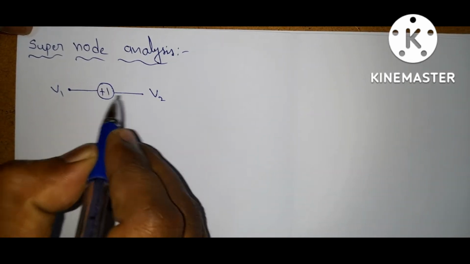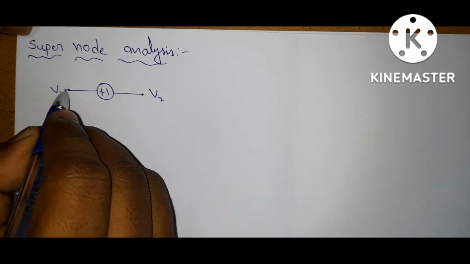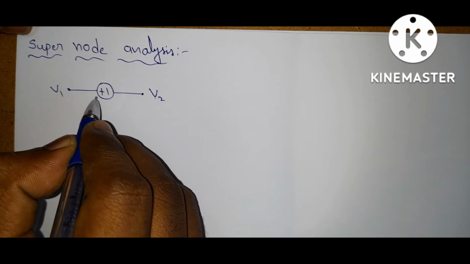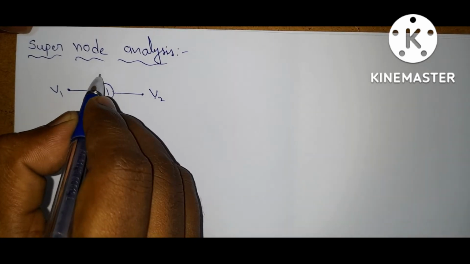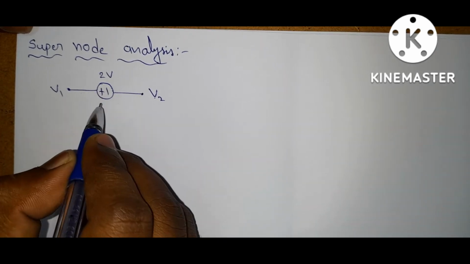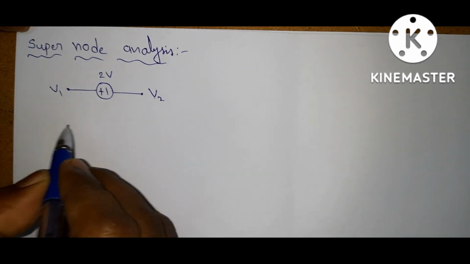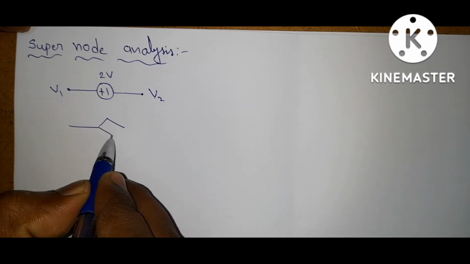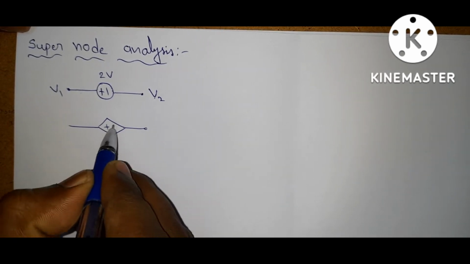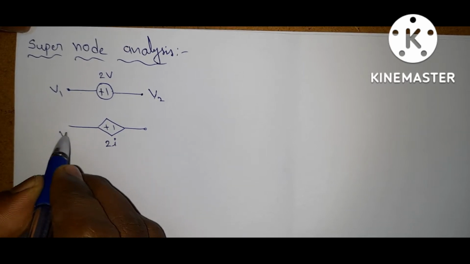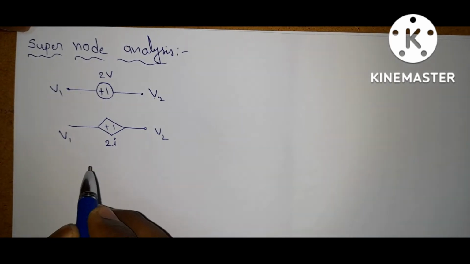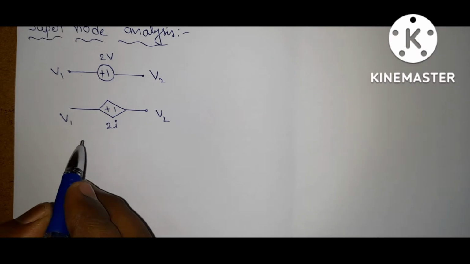Suppose these two nodes are V1, V2, and there exists an independent voltage source, say 2 volts. This is the supernode technique. That means we need to apply the supernode technique. Suppose there exists a dependent source. In this case also we need to apply the supernode technique.